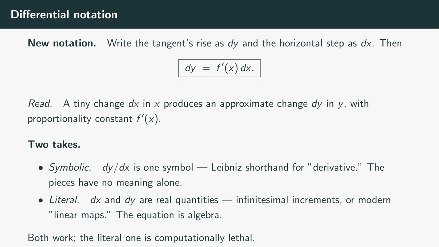The literal interpretation is computationally lethal. Engineers, physicists, applied mathematicians use it all day. The symbolic interpretation is what you fall back on if you want to be rigorous and you don't have the modern machinery. We'll be literal for the rest of the episode.